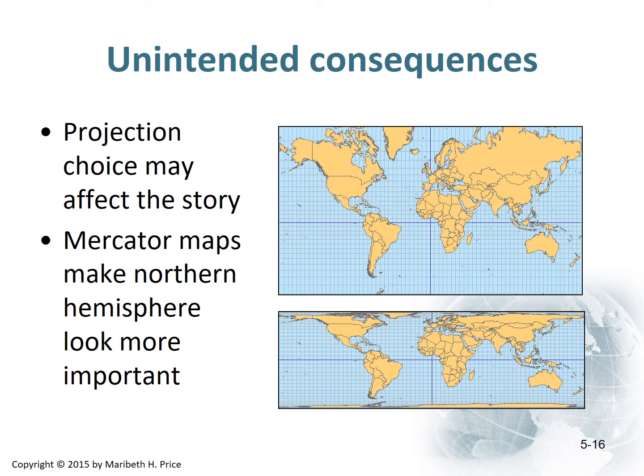Unintended consequences. Projection choice may affect the story. Mercator maps make the northern hemisphere look more important. The classic example is Greenland. Greenland appears to be almost the size of Africa, when in fact Africa is 17 times larger than Greenland. That is because of the northern hemisphere bias of Mercator projections.